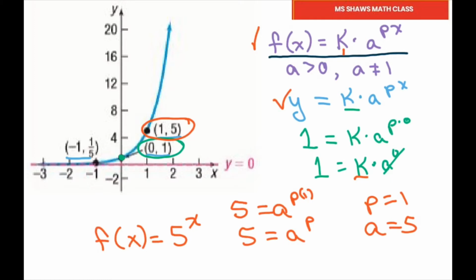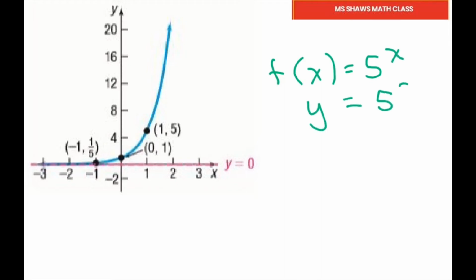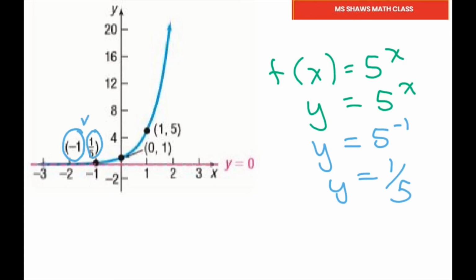The only thing is I want to double check and just make sure that this point is satisfied. So basically, I have f of x equals 5 to the x power. So this is really y equals 5 to the x. So let's plug it in and see if it works. So my x is negative 1. So I put y equals 5 to the negative 1. And y equals 1/5. And so that works. So this is the right equation.